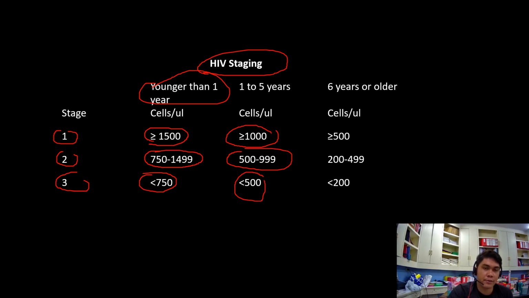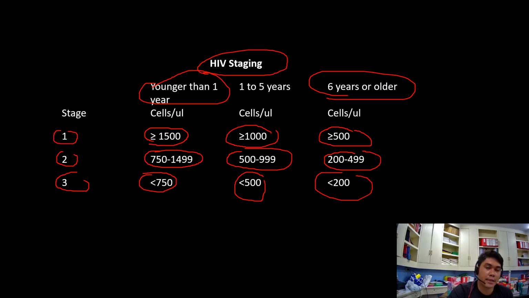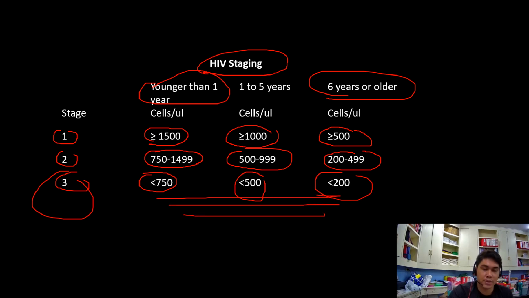Then 6 years or older, if greater than or equal to 500, that's stage 1. 200 to 499, that is stage 2. Then less than 200, that's stage 3. So the most severe is stage 3. The reason is you have decreased or very low CD4 cells. Okay.